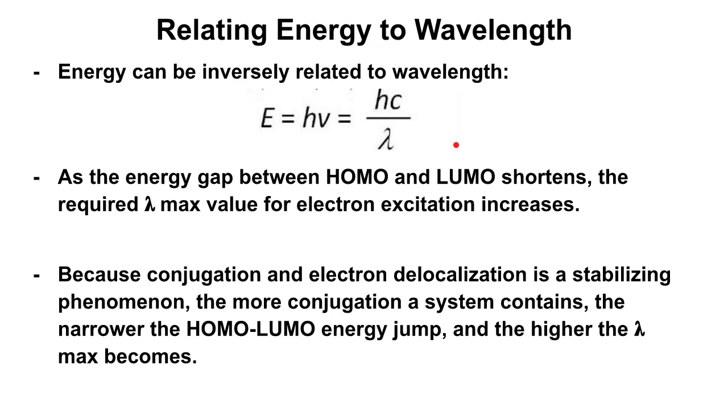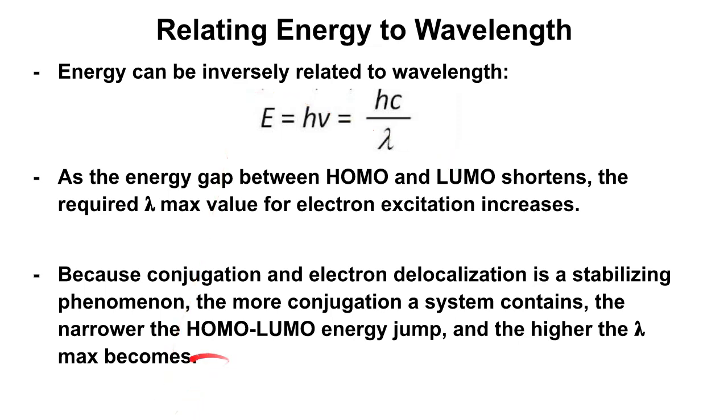So as the energy gap between the HOMO and the LUMO decreases and shortens, the required lambda value for an electron excitation is going to increase. That doesn't mean the energy increases. The energy is getting closer and closer. The delta E is closing in. But because they're inversely proportional, as the energy gets lower and lower, the lambda max, the wavelength, is going to get larger and larger. Okay?